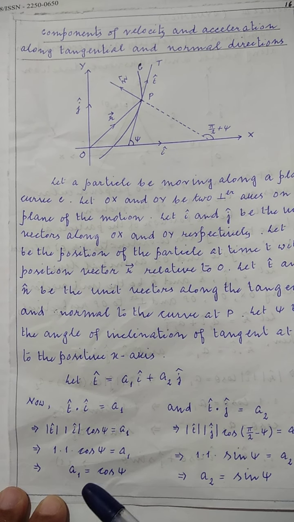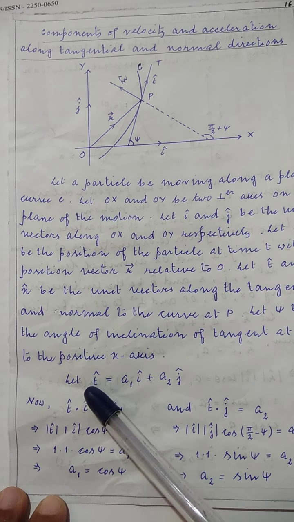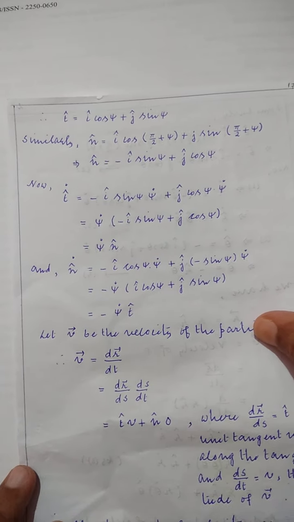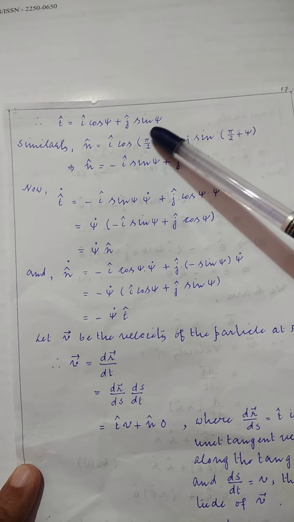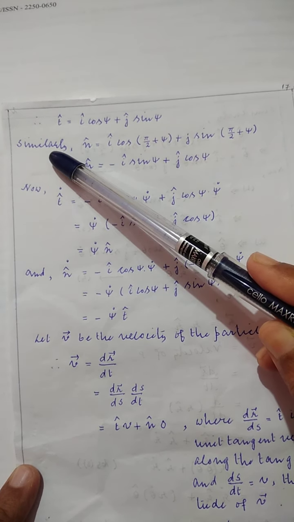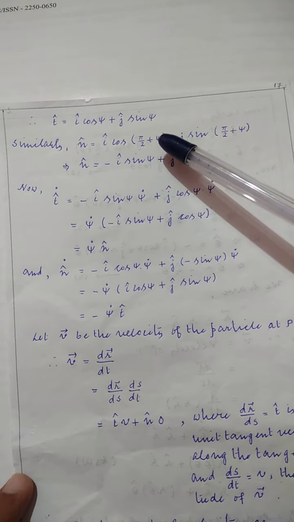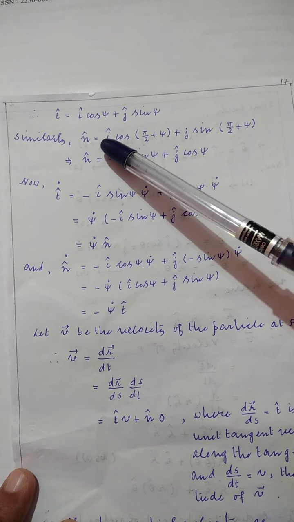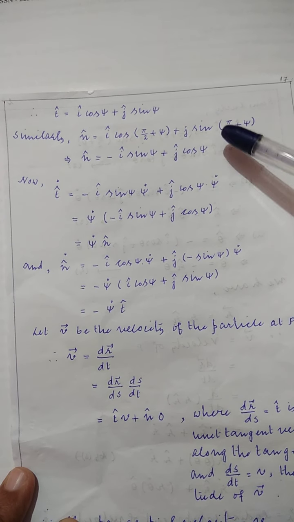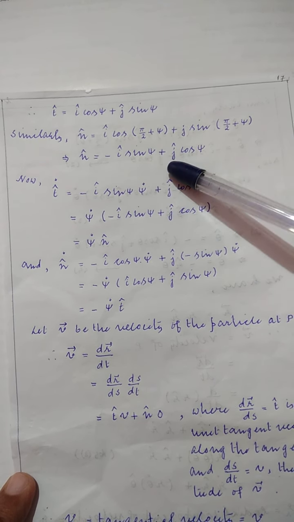So after getting the components a1 and a2, we can write down the expression for t cap. So what is the expression for t cap? T cap is equal to i cap cos of psi plus j cap sine of psi. In the similar manner, we can write down the expression for n cap, and you know that n cap makes an angle pi by 2 plus psi in the positive direction of x-axis. So the expression for n cap we can write i cap cos pi by 2 plus psi plus j cap sine pi by 2 plus psi. So from this you will get n cap is equal to what? Minus i cap sine psi plus j cap cos of psi.